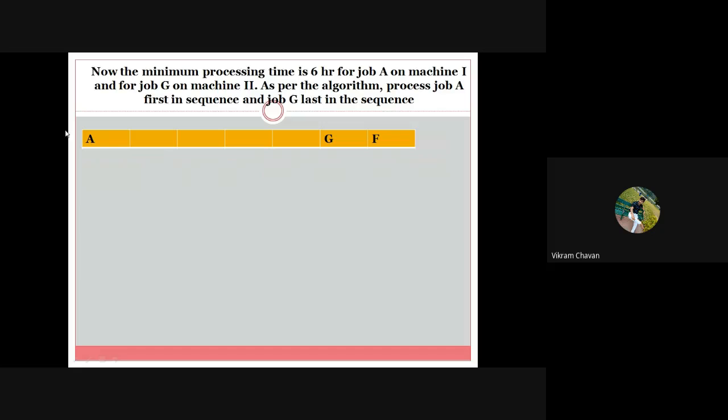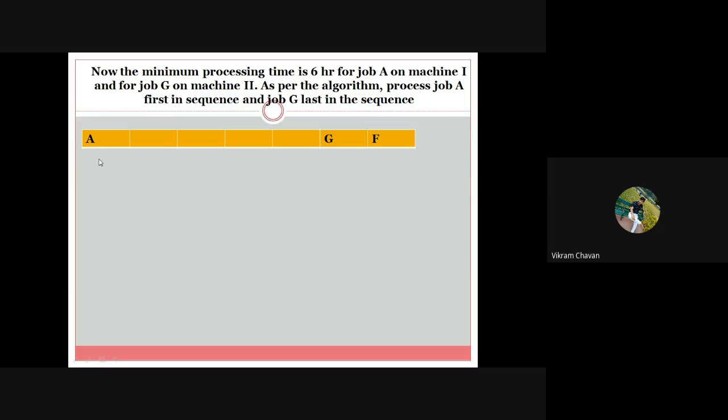Getting? समजलंय सगळ्यांना? So A ला highest priority दिली, तर G ला lowest priority दिली. Getting? So now the minimum processing time is 6 hours for job A on machine 1 and for job G on machine 2. As per the algorithm, process job A first in the sequence and job G last in the sequence.